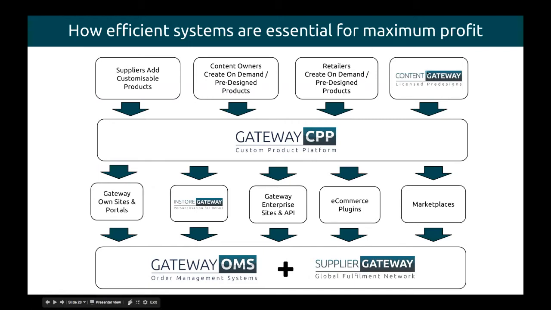And then we have another section of the business called Content Gateway, where we offer licensed pre-designs, which could be football clubs, or they could be for the likes of Star Wars, and this sort of licensed content, which can then be provided through the platform. So once all of these items are set up in CPP, it's only a case of where they are going to then get sold. So they can get sold on Gateway's own sites or portals.